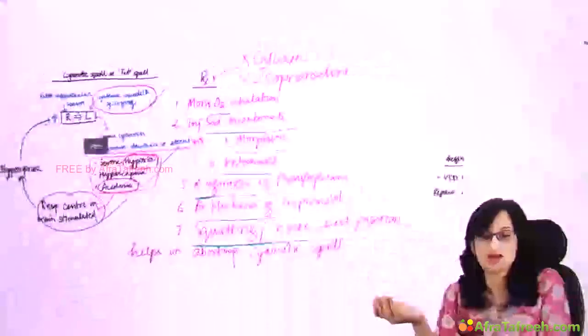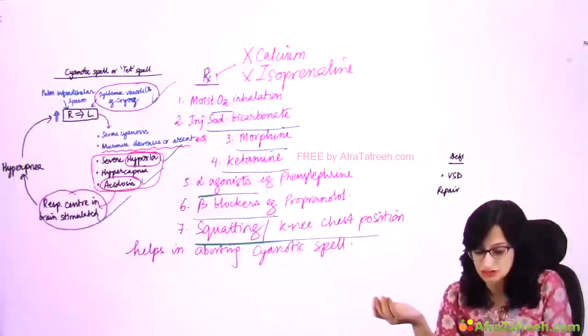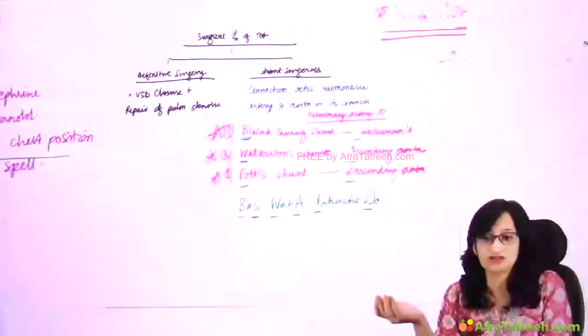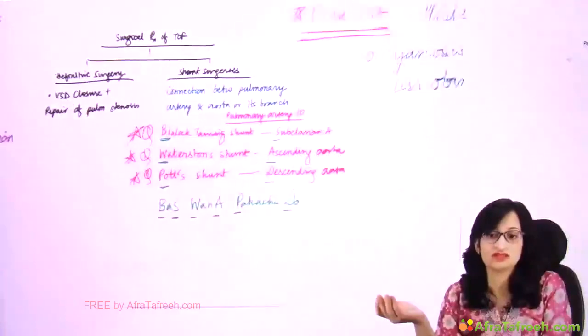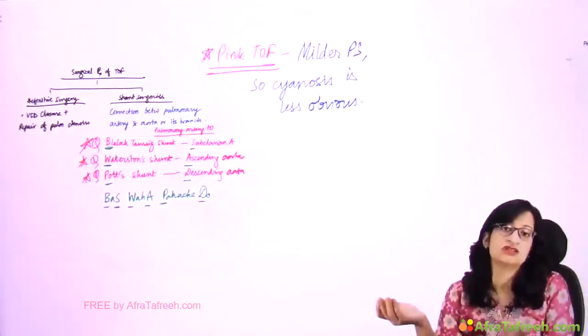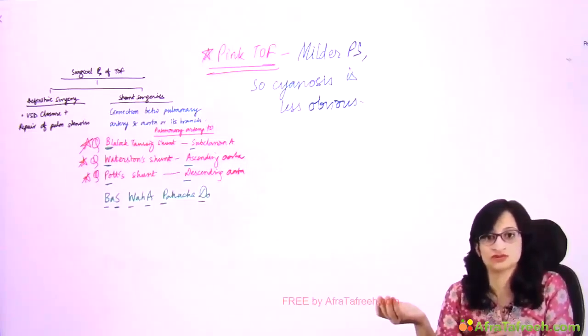Then we saw why cyanotic spell occurs and we saw the treatment of cyanotic spell. And finally, the surgical treatment of tetralogy of Fallot, which has a definitive surgery and the shunt surgeries. So these are the things that we need to know from tetralogy of Fallot for our MCQs.